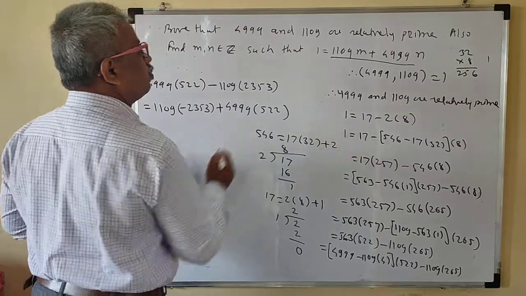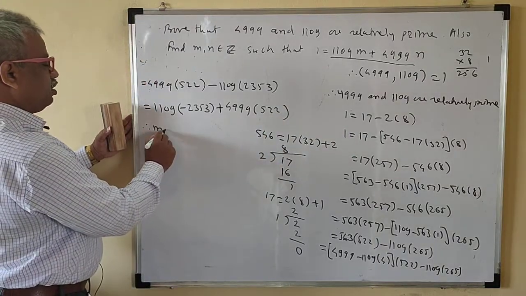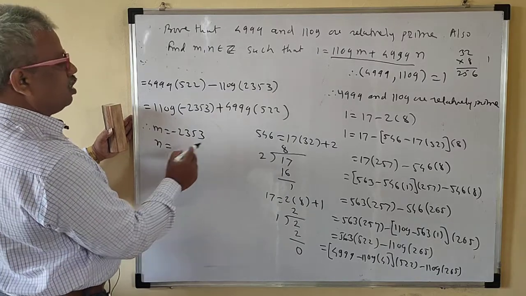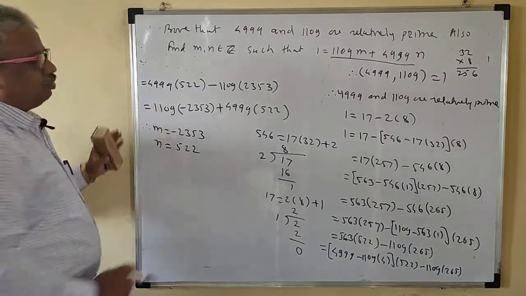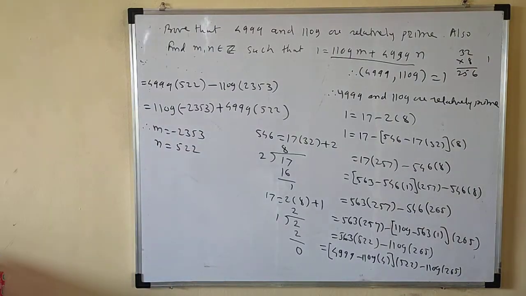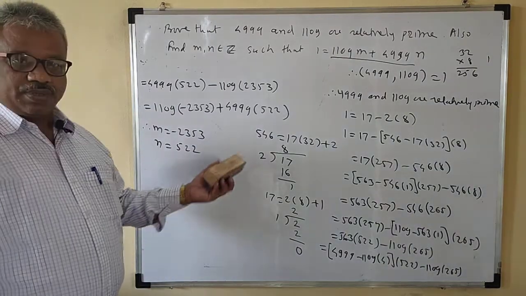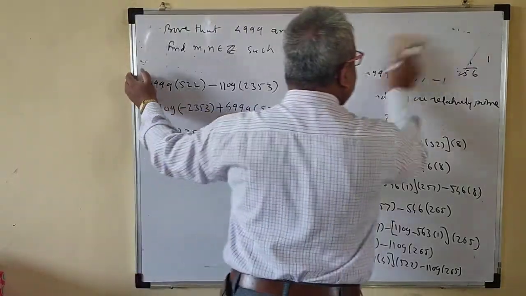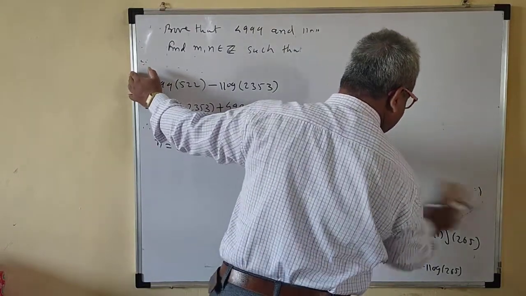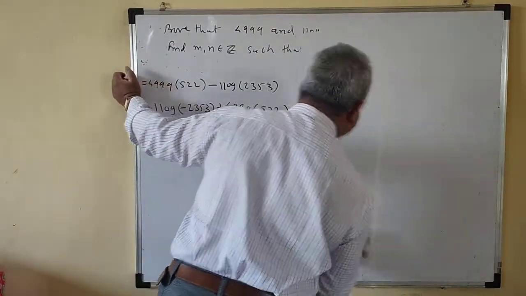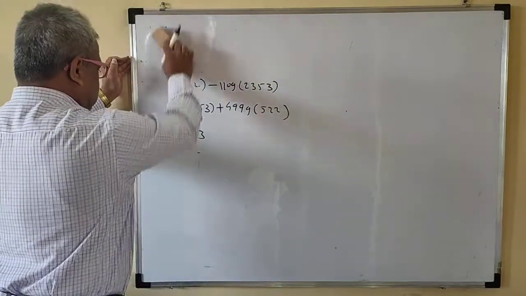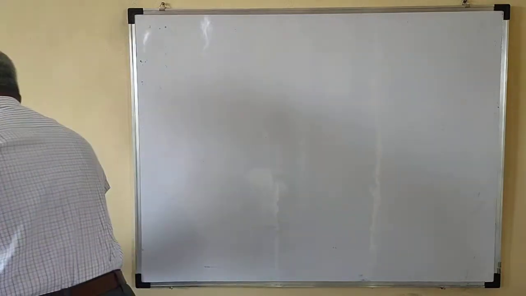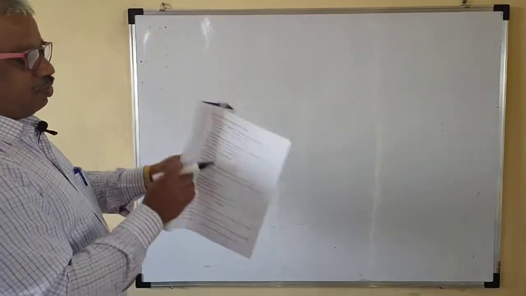Okay, 522. So what is your m? Your m is minus 2353 and your n is 522. Okay. So now the problem is over. I hope that you understand this one. So I hope that you can solve a number of problems. Just try this problem, solve it, and do this one. So I give the exercise to you.